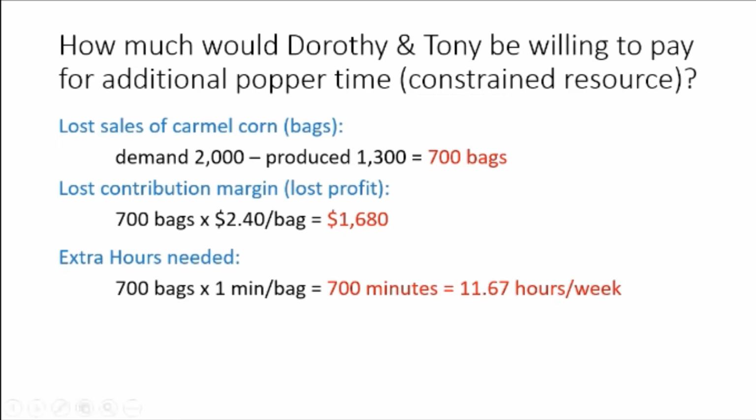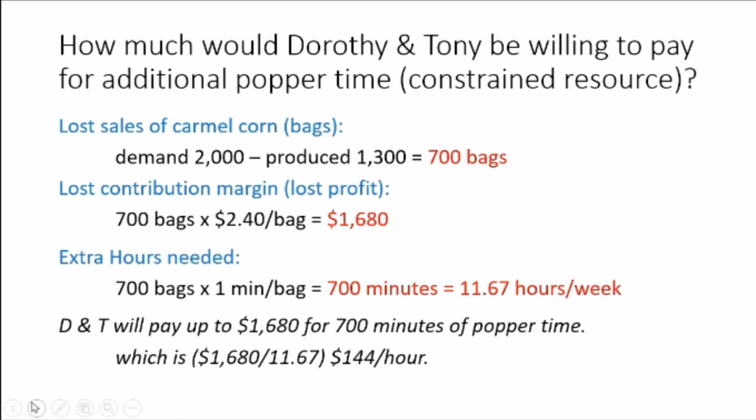So we can summarize it in this way. Dorothy and Tony's would be willing to pay up to $1,680 a week for the additional 700 minutes of popper time. So if they could rent that time, that's what they would do. Basically, this is $144 per hour they are losing for not working their popper time.